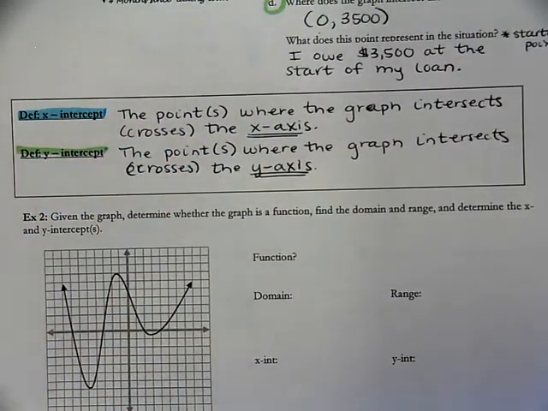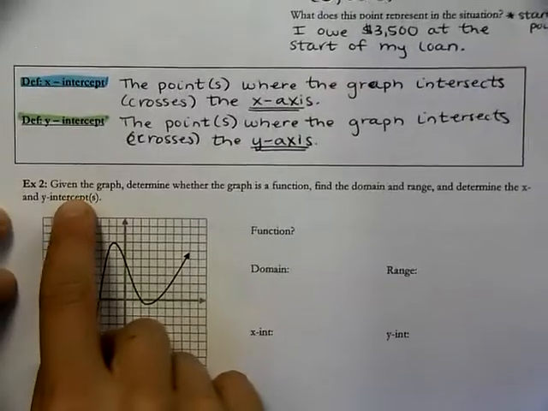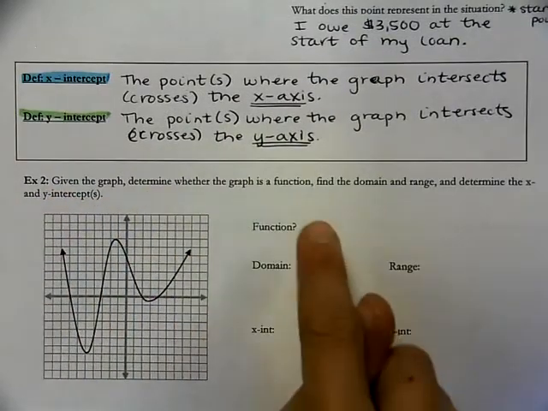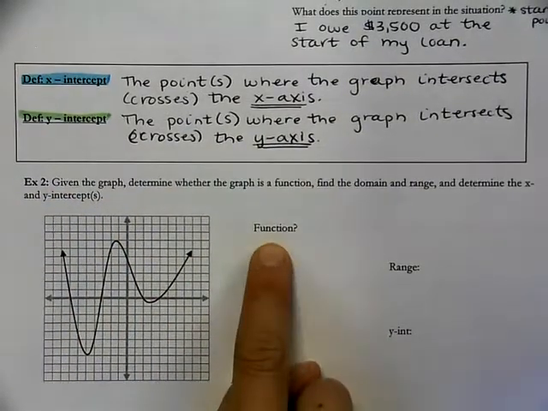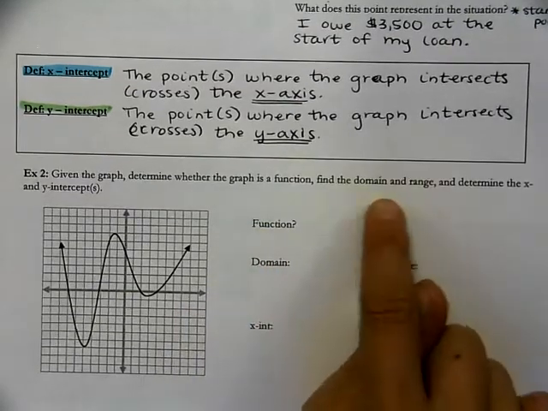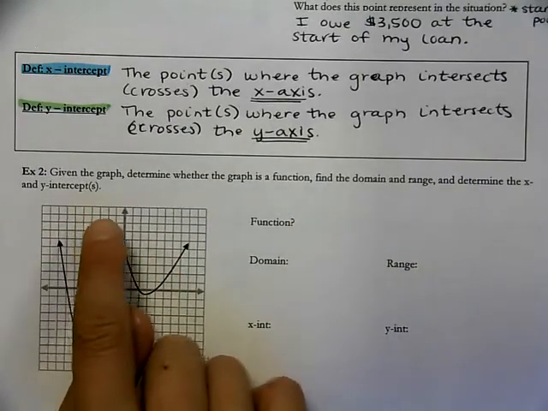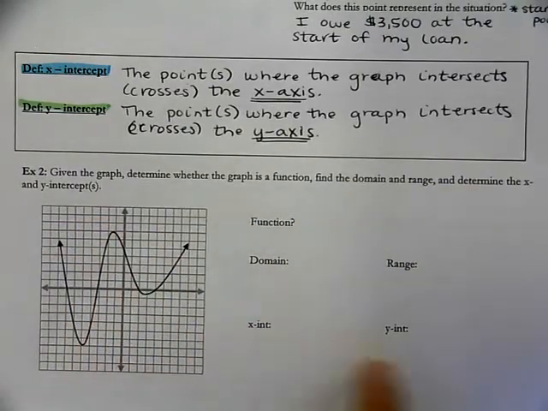Okay? So what I'd like us to do then is to look at example 2. Let's read the directions. The directions say, given the graph, determine whether the graph is a function. So that's the first thing. That's what we're going to write here. Is it a function or not? We studied that earlier in this unit. Find the domain and range, here and here, and then determine the x and y intercepts. So that's what we're going to list here.